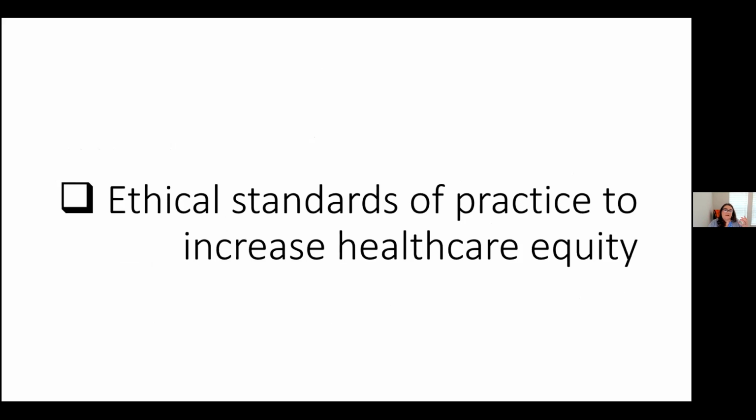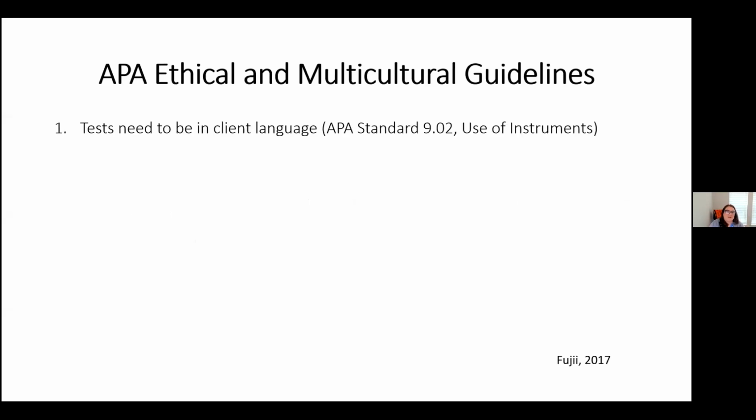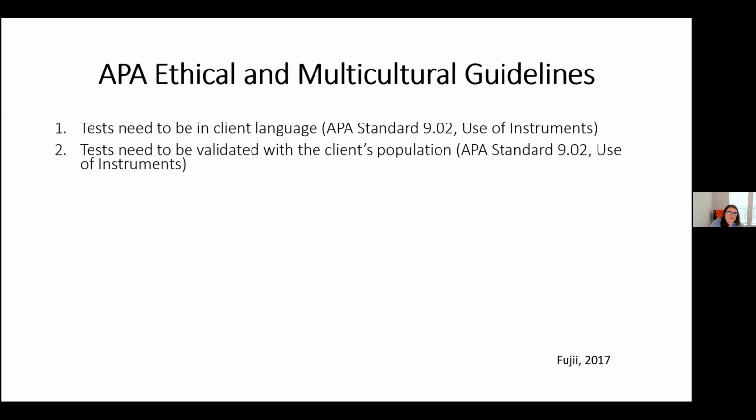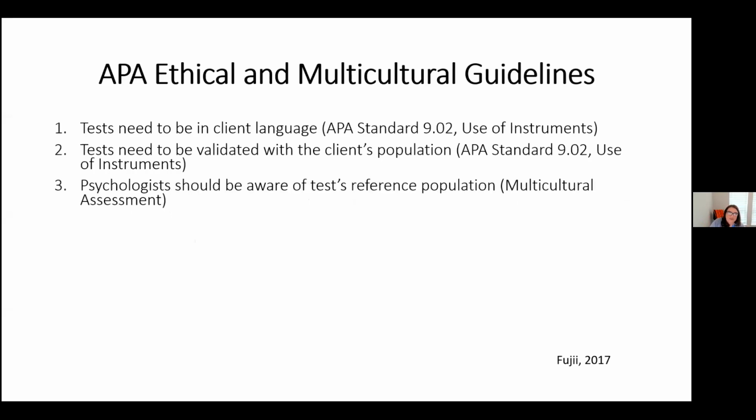So in thinking that, let's go back to what anchors us in terms of our ethical standards. And Dr. Fuji did a wonderful job of summarizing this in his book. Tests need to be in the client's language, right? Use of instruments. So think about that and what is our armamentarium of tests in neuropsychology. Tests need to be validated with the client's population, right? One of the APA standards is that psychologists should be aware of test reference populations, right?